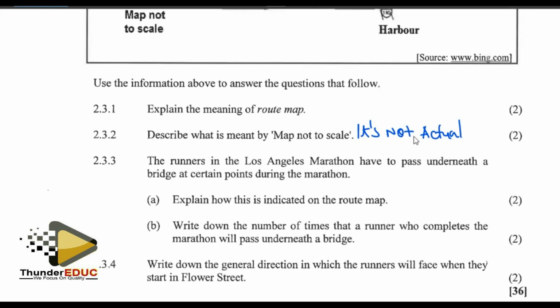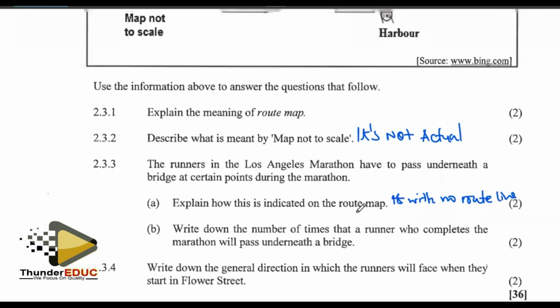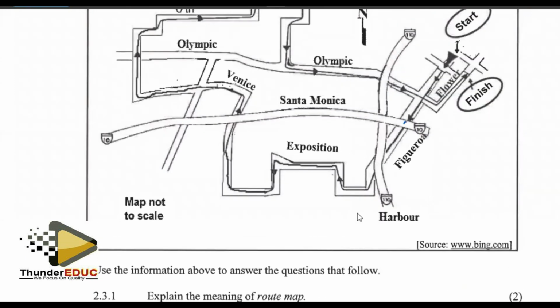Runners in the LA Marathon pass underneath a bridge at a certain point during the marathon. Explain how this is indicated on the route map. There's no route line. What do I mean? Take note here. There's nothing there. Even here, it simply means they are passing under the bridge. Here they pass under. That's why the route is not indicated.